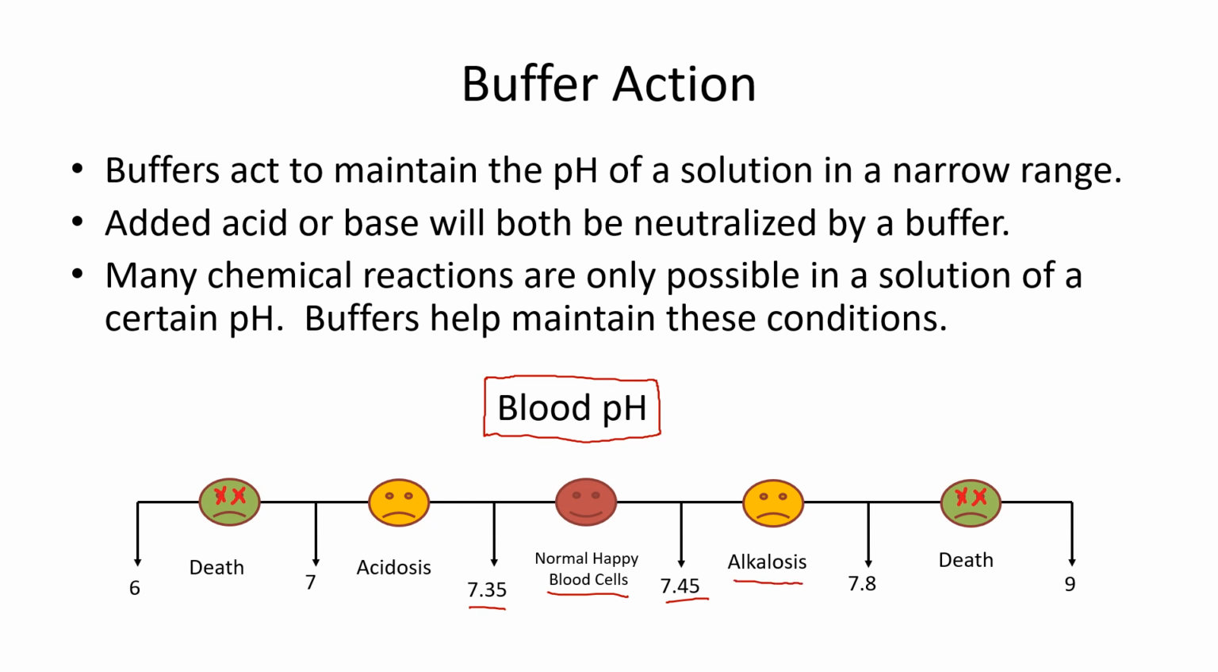So if you add base and you start to get at the high end here of the pH scale, then the function will decrease until eventually the cells die. And same thing at the low end, if you add acid, the function will decrease and eventually death will follow. So that's why a buffer is what's needed, so that added acid or base can be neutralized and the pH be maintained at an optimal level.